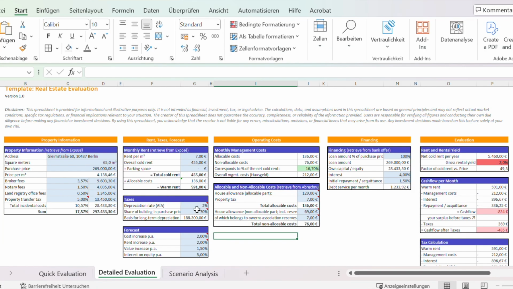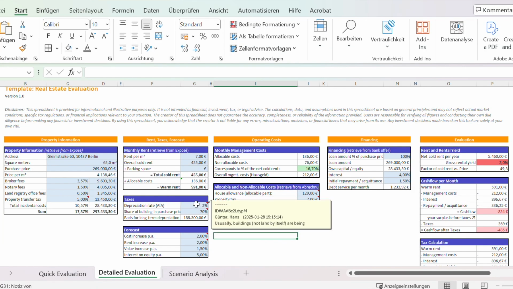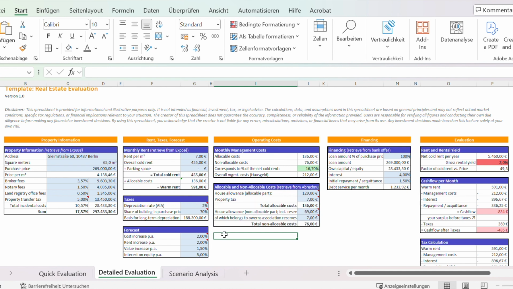So the AFA rate, or the depreciation rate, is usually 2%. And the share of the building in the purchase price is also usually roughly 70%, meaning 70% of the purchase price is attributed to the building value only and not the ground. So that's the long-term basis for the depreciation, in this case 188,000 euros. That's what you have to keep in mind. I wouldn't, to be honest, change these numbers, just leave them as they are. And you'll see what this means here in a second.